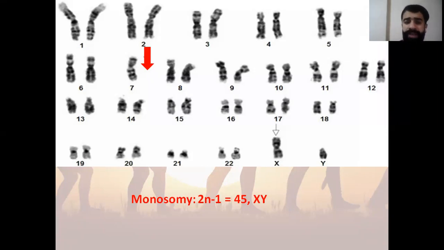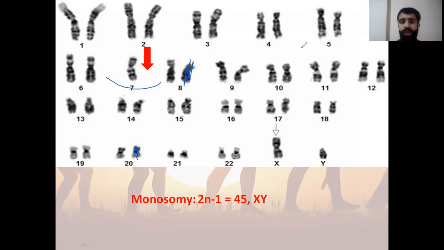This is called a monosomy, where it's found at position 7, so it's called monosomy 7, for example. Or if it's one chromosome in pair 8, it's called monosomy 8. Or one chromosome in pair 20, it's called monosomy 20, for example. So the number always refers to the position of the abnormality.